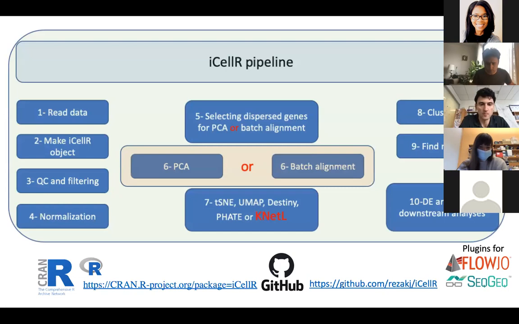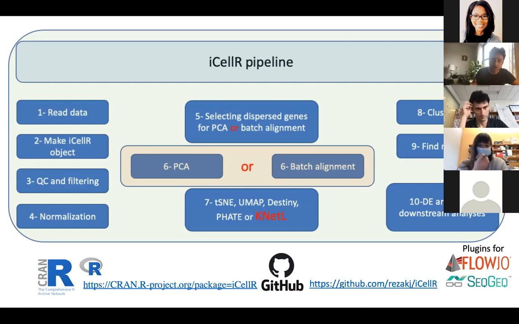Okay. So before we start, NetLmap is available online. It's open source. You can install it through CRAN or GitHub. Also, there are plugins for it from FlowJo and SeqGeq if you're using those. In fact, it is one of the more popular plugins in FlowJo and SeqGeq. The pipeline very quickly looks like most single cell pipelines. You get your data, make an object, filter based on quality, coverage, and mitochondrial content or any other parameters you want, normalize with whatever method you like, and then select genes of interest for supervised or unsupervised clustering, and then run PCA or batch alignment.